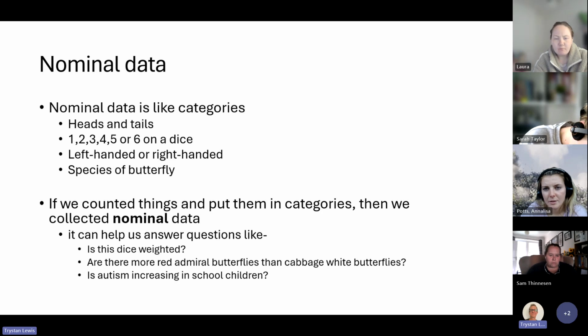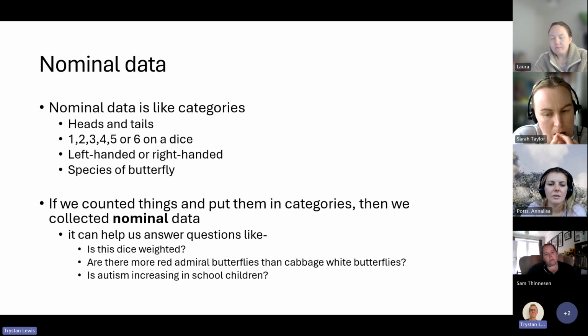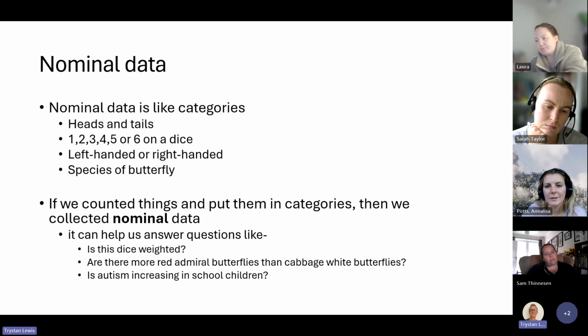And that might be useful, because if you keep rolling the dice and you get lots of sixes, you might think that's a funny dice, I counted. Or you might say, oh, Red Admirals are doing well this year, or oh, autism's increasing in school children, because I counted them and I put them in boxes. It's like a tally chart, isn't it? I could just tally. Are you autistic? Yes. Are you autistic? No. Okay, I count it, put it in categories. It's not measuring them. I didn't measure how autistic they were. I didn't measure the number 6 on the dice. And I didn't measure the Red Admiral. I counted them. It's different. So that's one kind of data, counting data, and that's nominal.